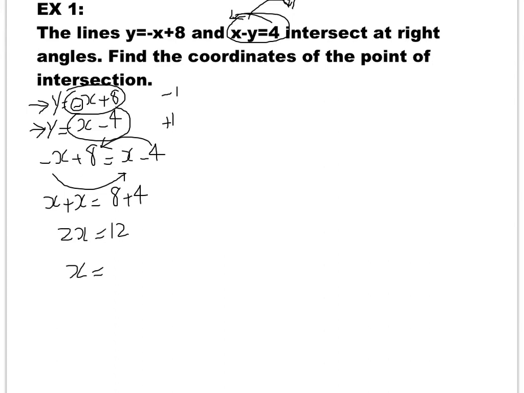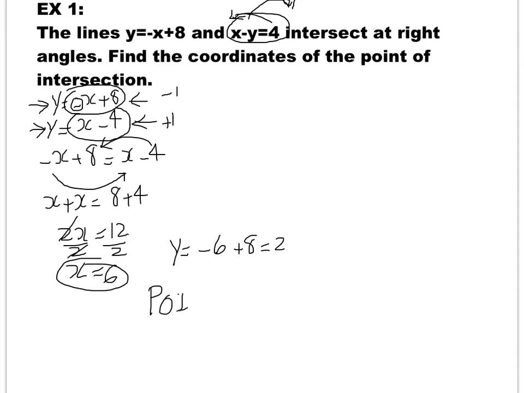So x is going to be equal to 6. Now I have x. How do you find y? Just pick one of these two equations and then evaluate y. So I'm going to use the first equation, y is negative x, so it's negative 6 plus 8, which is going to be 2. So this means that the POI is (6, 2).